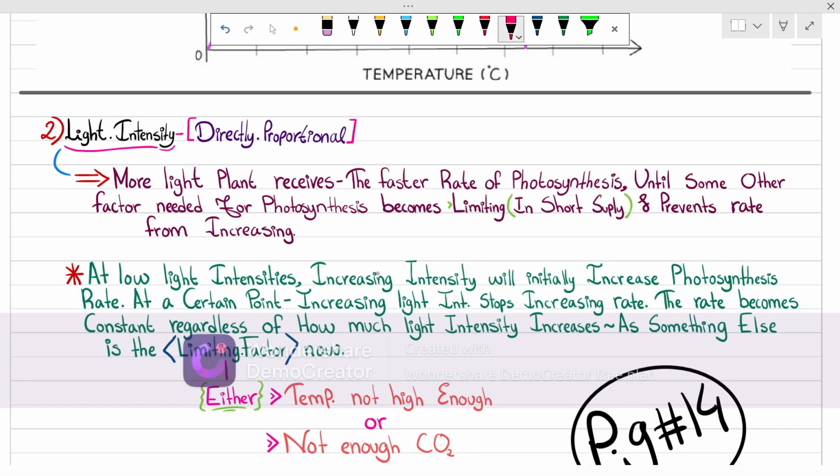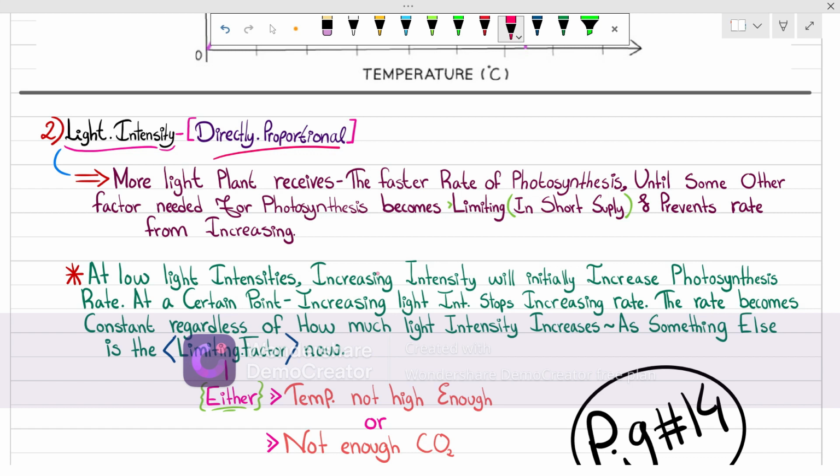The second limiting factor is light intensity. Light intensity is also directly proportional. The more light a plant receives, the faster the rate of photosynthesis, until some other factor needed for photosynthesis becomes limiting, in short supply, and prevents the rate from increasing.